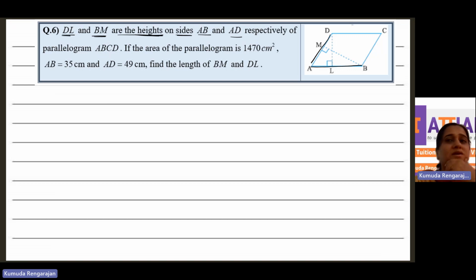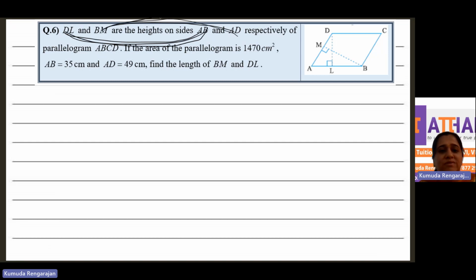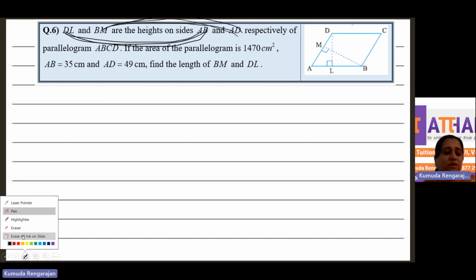Do you understand that, Navneet? All of you understand? That is what is given here. DL and BM are the heights on the sides AB and AD respectively. It means DL is the height on AB and BM is the height on AD. The first one is for the first one, the second one is for the second one. DL is the altitude on AB. The second one, BM, is the altitude on AD.